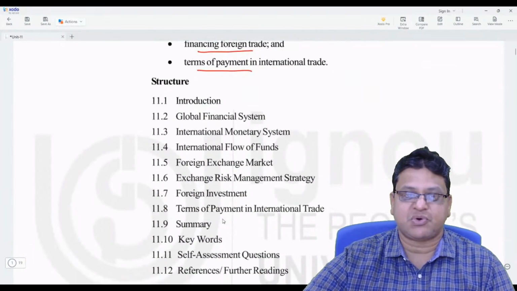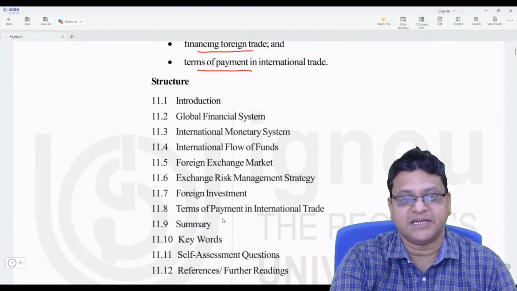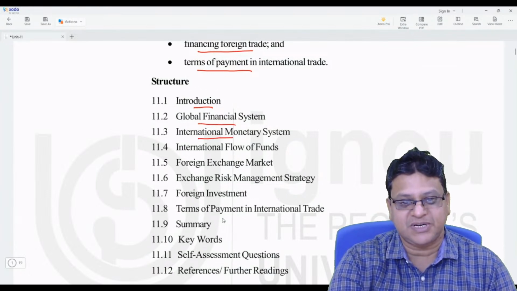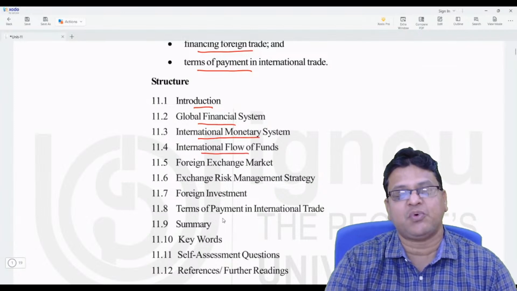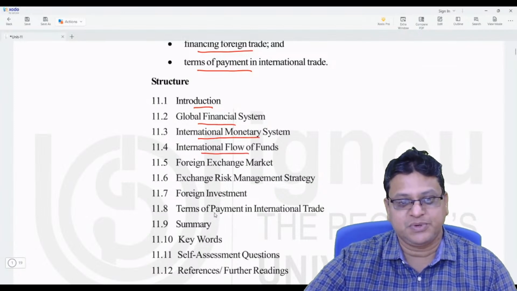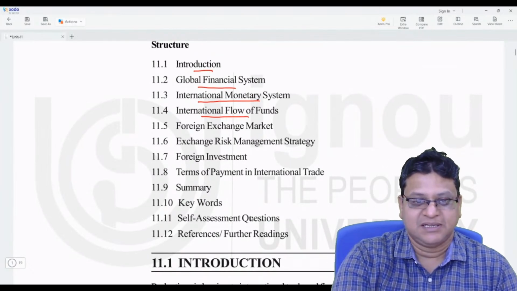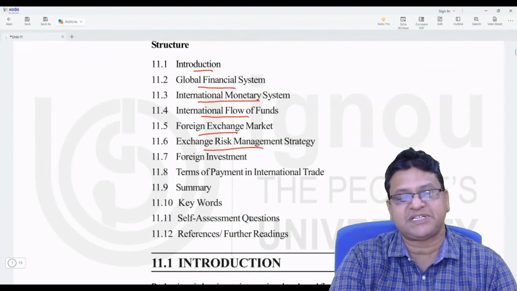So what will be the structure of our discussion? First, I will give an introduction to international finance. Then we will discuss regarding global financial system. Next, we will discuss international monetary system. Next, we will discuss international flow of funds. Next, we will discuss foreign exchange market. Next, we will discuss exchange rate risk management strategy.